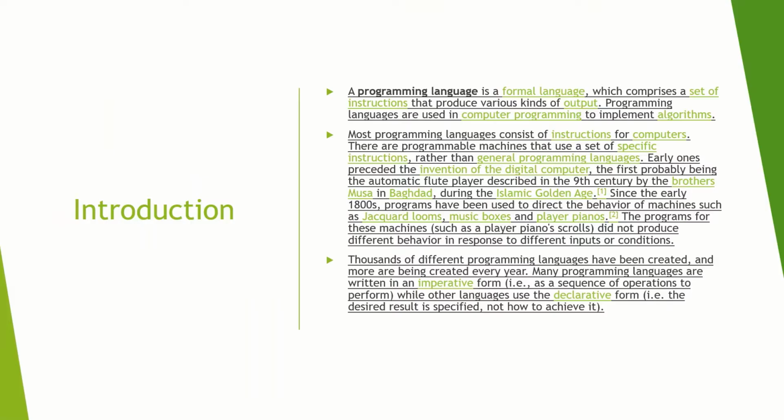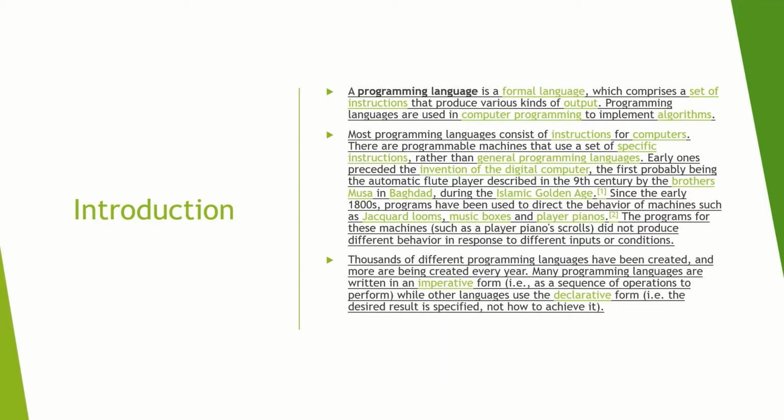So, what's a programming language? A programming language is a formal language which comprises a set of instructions that produce various kinds of output. Programming languages are used in computer programming to implement algorithms. Basically, this is the generic definition of a programming language. You can learn more over here. Just pause the video and go through it if you want.